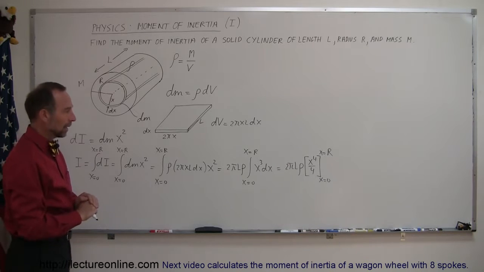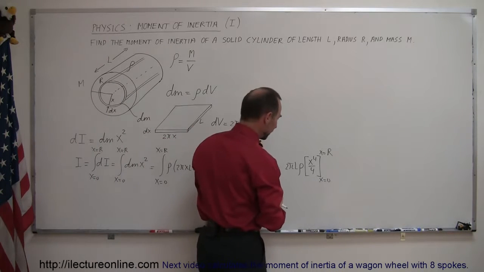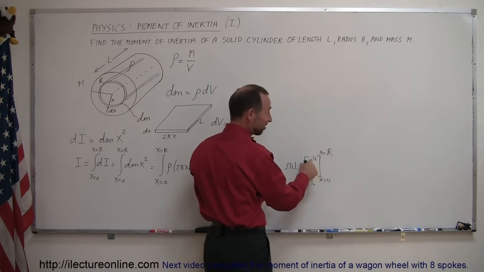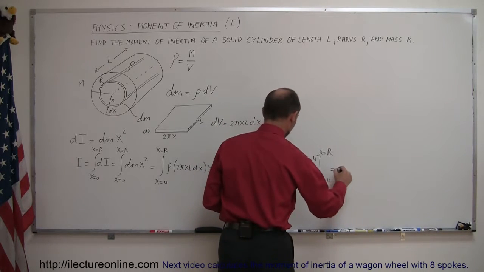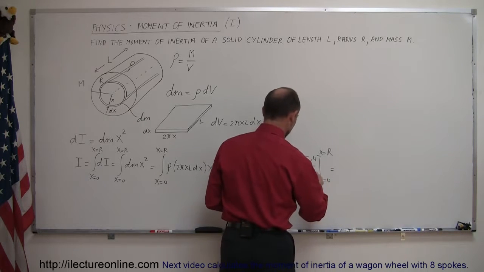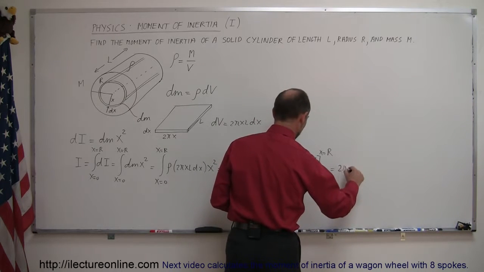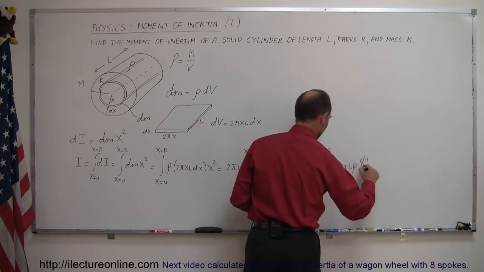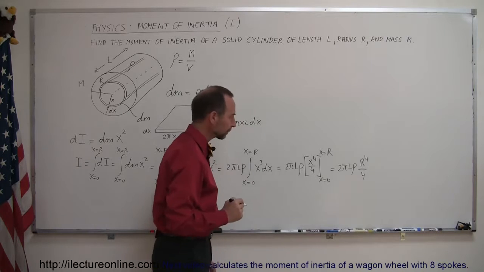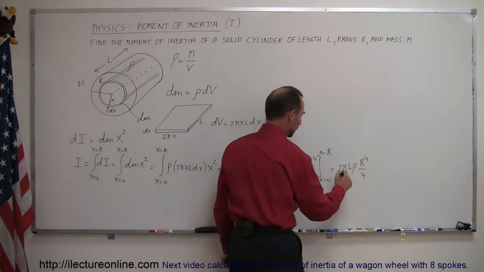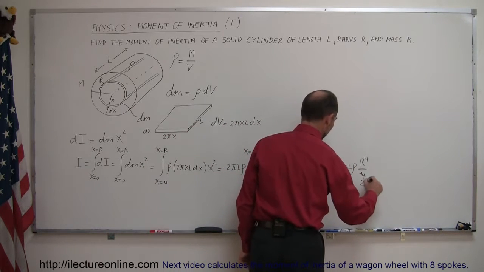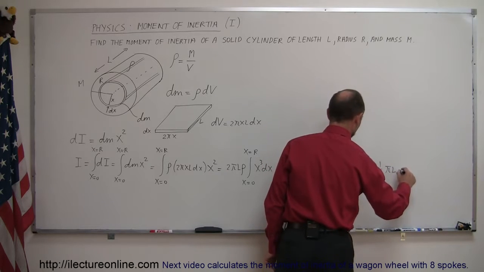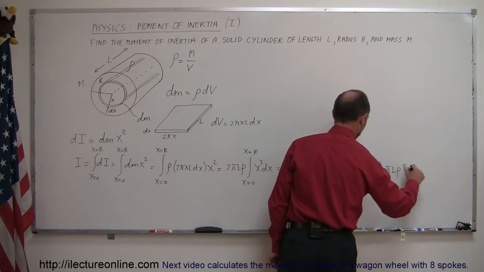Okay, so when I plug in the upper limit, this becomes r to the fourth. When I plug in the lower limit, I get 0, so I don't have to worry about the lower limit. So this is equal to 2 pi L rho times r to the fourth over 4. And then notice that the 2 and the 4 can cancel. This becomes 1, this becomes 2. So this can be written as 1/2 pi L rho times r to the fourth.